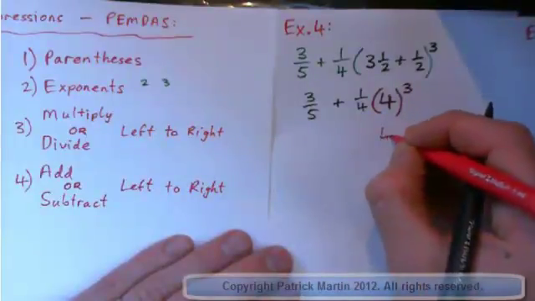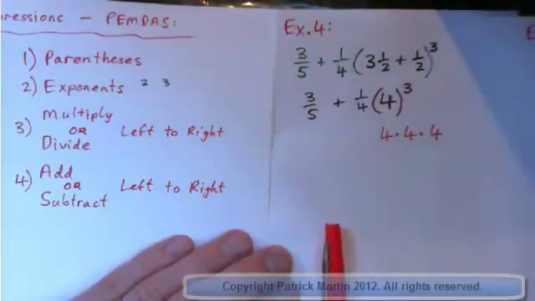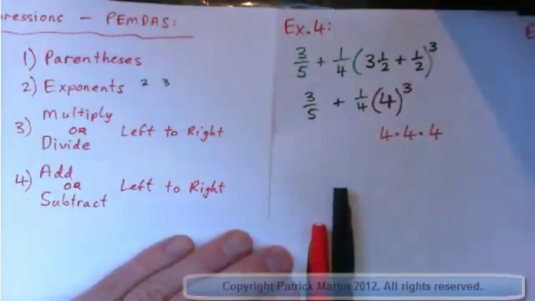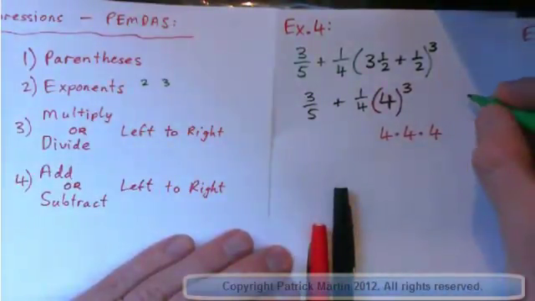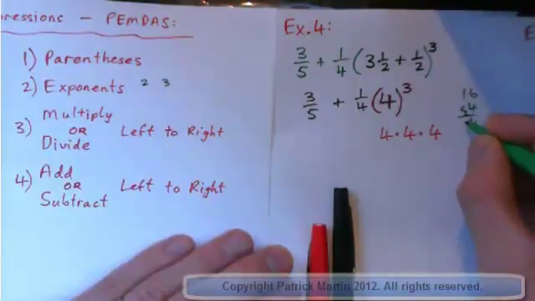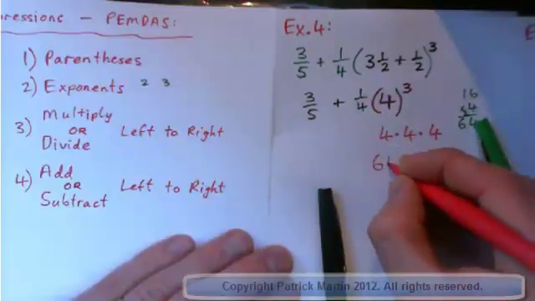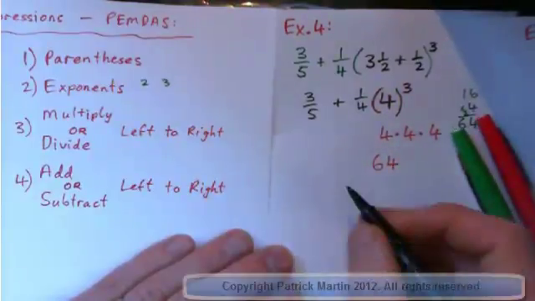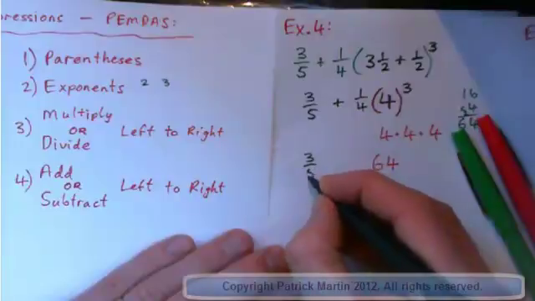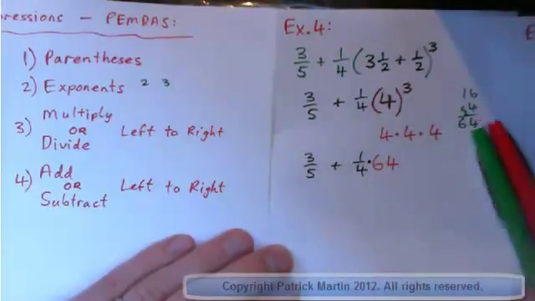So that is 4 times 4 times 4. Calculate that. Okay, well, let's do that then. 4 times 4 is 16, isn't it? So I've got 16 and then times 4 again. 4 sixes is 24. Carry the 2. 4 ones is 4, and 2 is 6. So that 4 cubed becomes the number 64. So I have 3/5 plus 1/4 multiplied by 64. Okay.